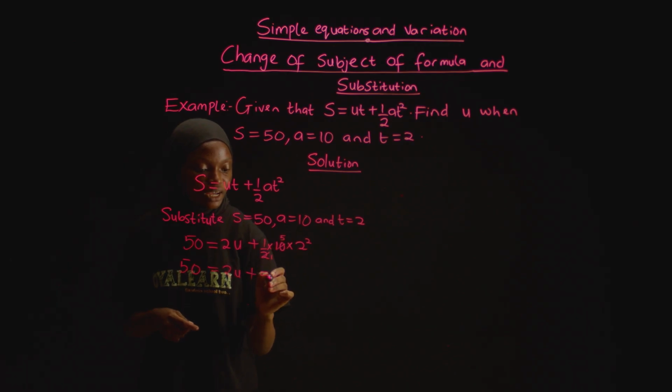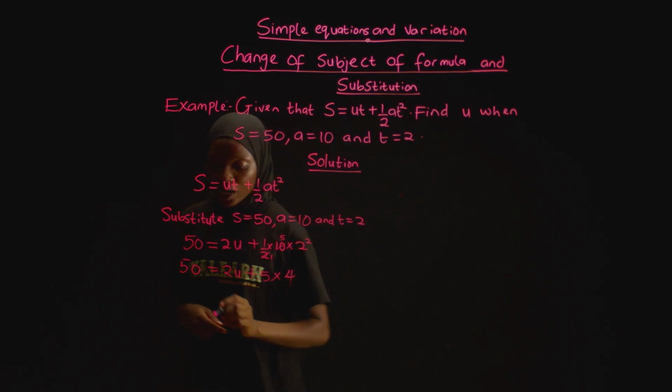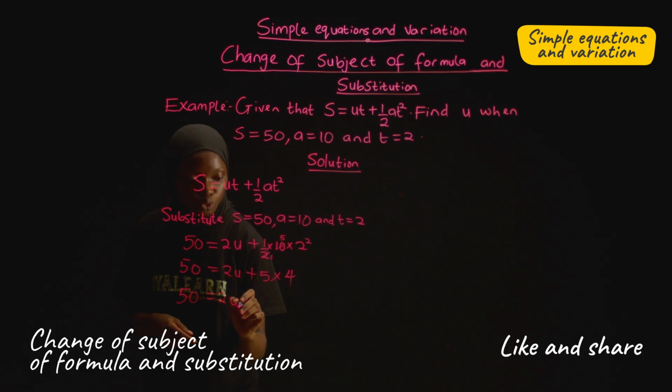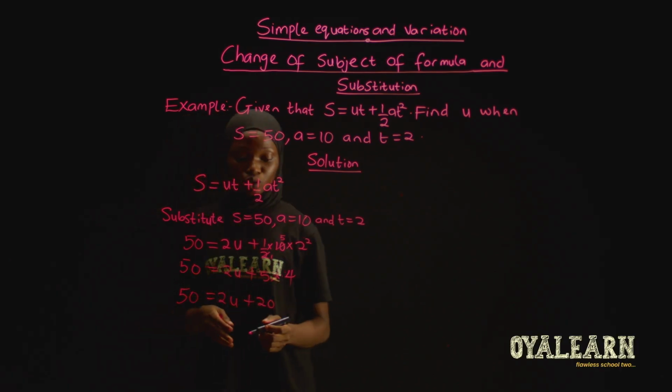So here we have 5 times 2 squared, that means 2 times 2, 4. And here we have 50 equals 2u plus 20, since 5 times 4 gives us 20.